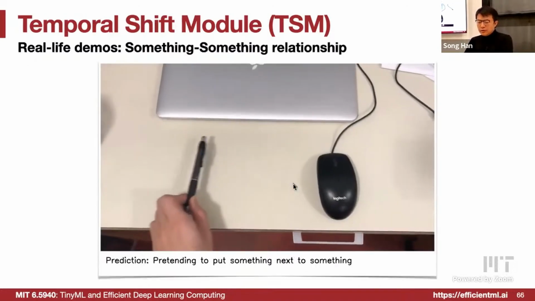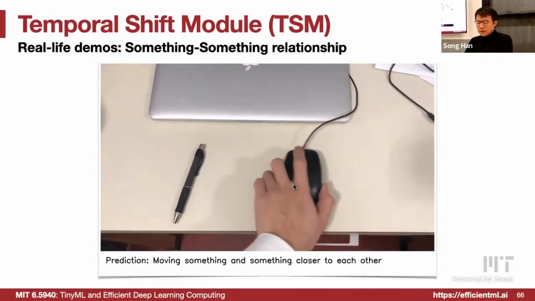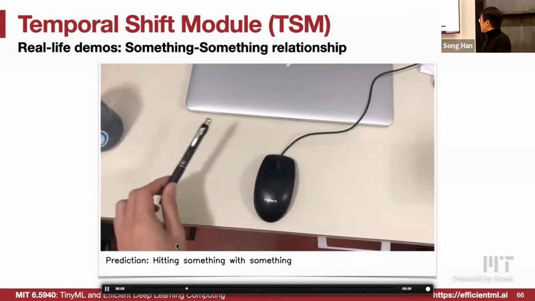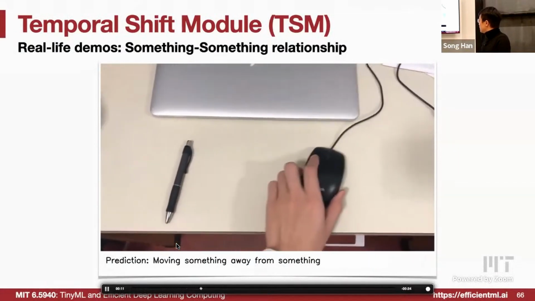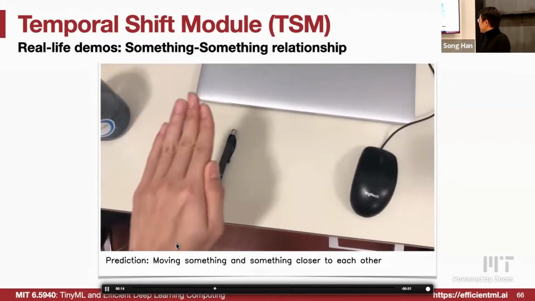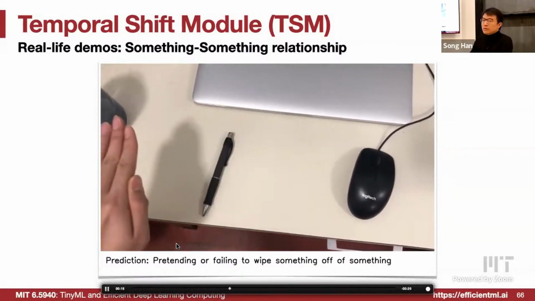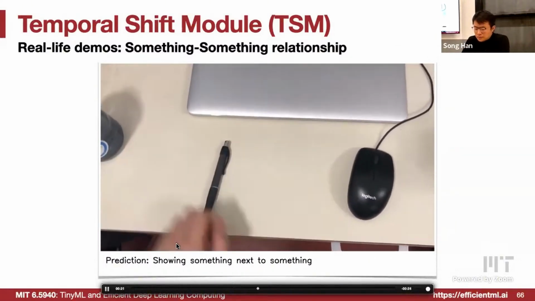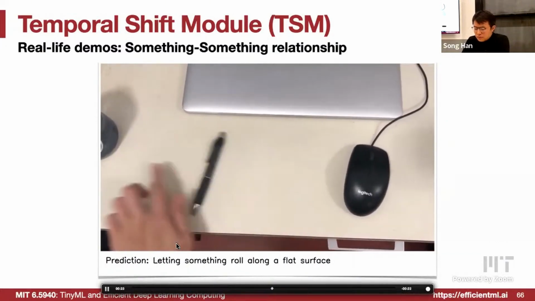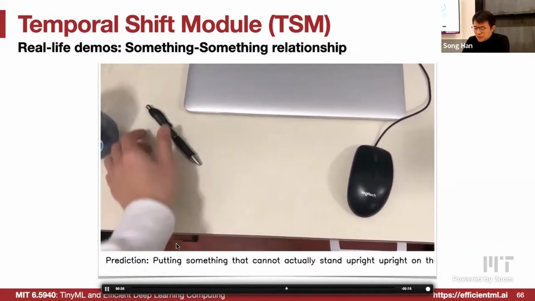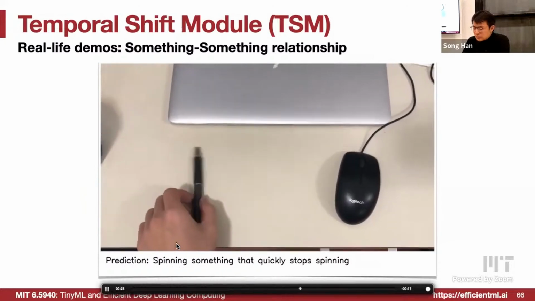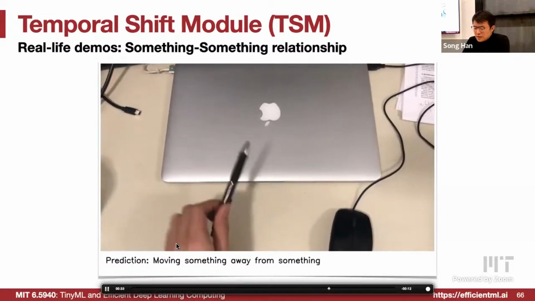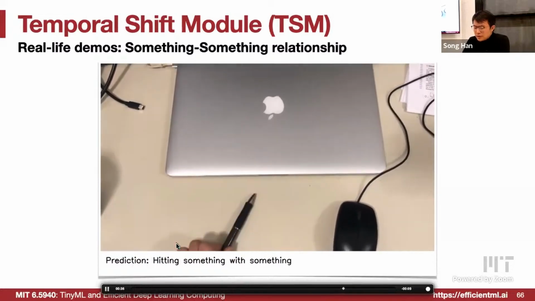So this is a demo for the Something-Something data set. Like here we are predicting on the bottom, hitting something with something. Now it's moving something away from something. It's real time. And covering something with something. It's rolling something on the surface. With something, putting something on the surface. Or hitting something with something.